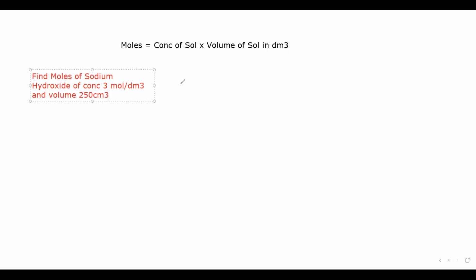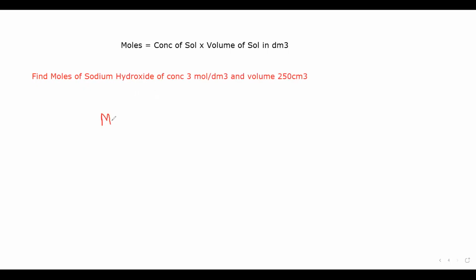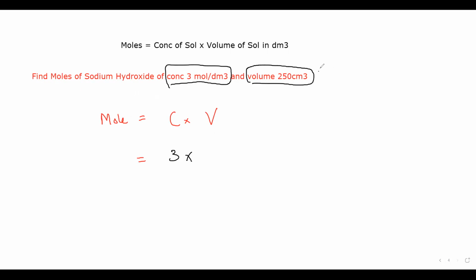So we have to find the moles. The formula for finding moles is concentration into volume. What is the concentration given when you work out? It's given 3, like 3 particles are there in a unit space, multiplied by volume. What is the volume? 250 cm cube. But whenever we substitute, the volume must be in decimeter cube. So how to convert cm cube into decimeter cube? We have to divide by 1000. So 250 divided by 1000, that's equal to 0.25.